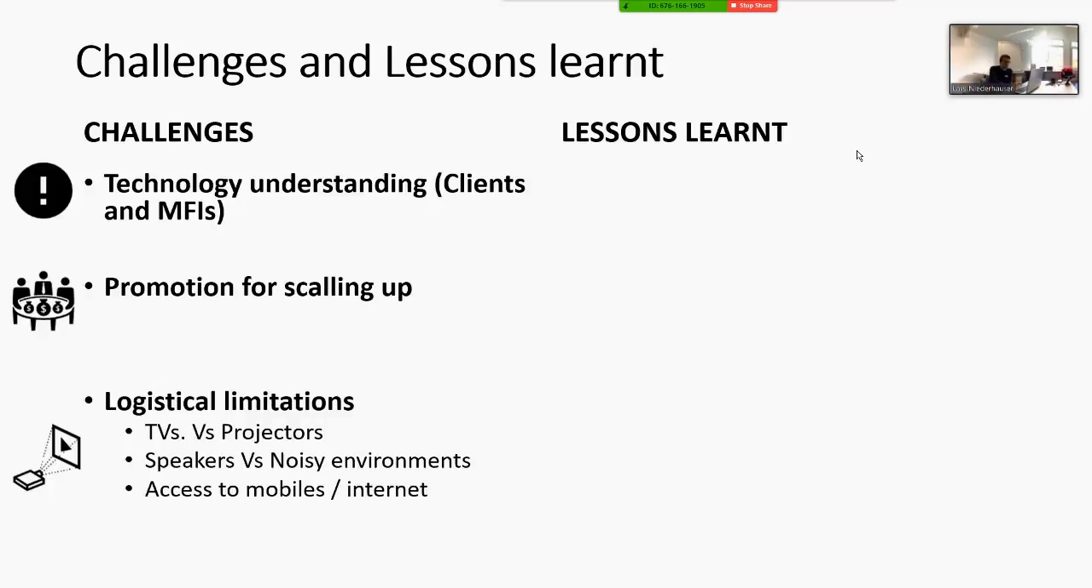And number three, in reality, in underdeveloped or developing countries, let's call it, we have to overcome some logistical limitations to make sure that televisions and projectors are there, the speakers work well, and there is access to mobiles and to the internet for the client, because sometimes the client doesn't have a smart device or doesn't have internet access.